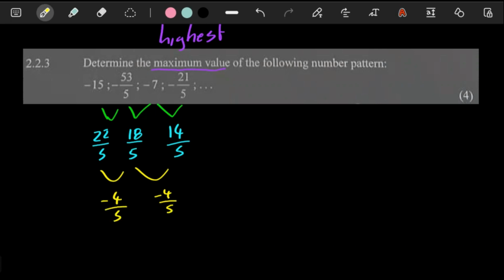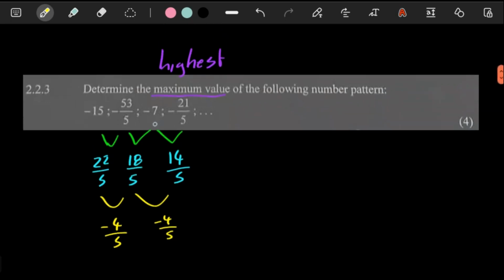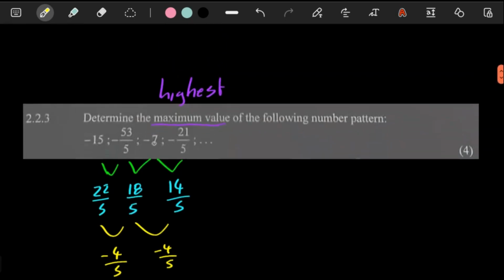Now, logically speaking, what can we do here? They're asking us to determine the maximum value of the sequence. If they're asking for the maximum value, it basically means that the numbers are going to increase, reach a certain value, and then start to decrease again. If you look at it nicely, you see a negative 15 here, and the next value, negative 53 over 5, is bigger than negative 15. And then this is bigger and it's getting bigger as well.